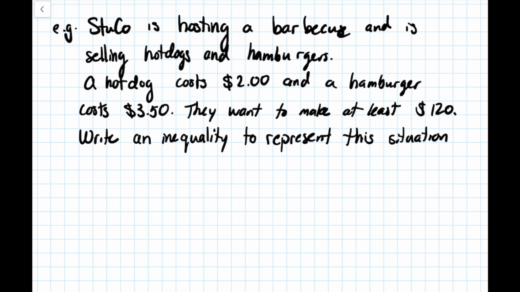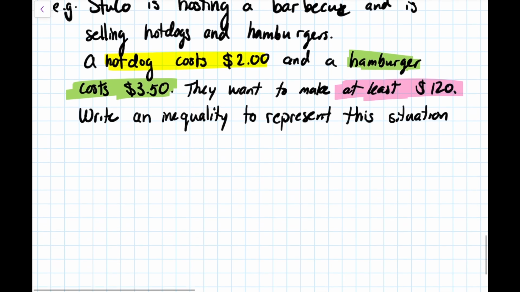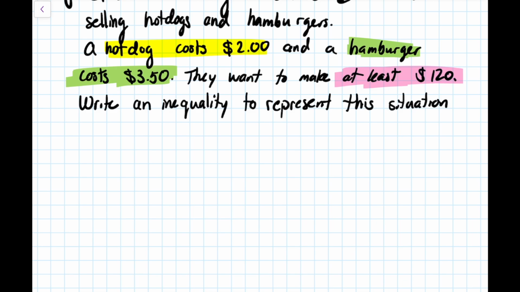So looking at what we've got, we have to think about a few things. We're told that a hot dog costs $2, so that's probably going to be helpful. We're told that a hamburger costs $3, so that's going to be helpful. And they want to make at least $120, so that's probably going to be helpful. Before we can even write this inequality, we probably want some variables. So let's figure out some variables that match up the things we're dealing with here. You've got to ask yourself, what are the quantities that are changing? And that's going to be how many hot dogs we sell and how many hamburgers we sell.